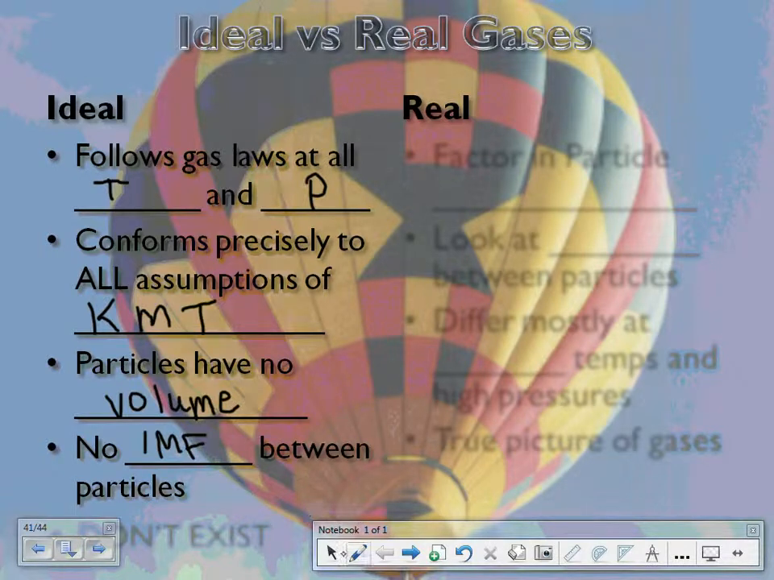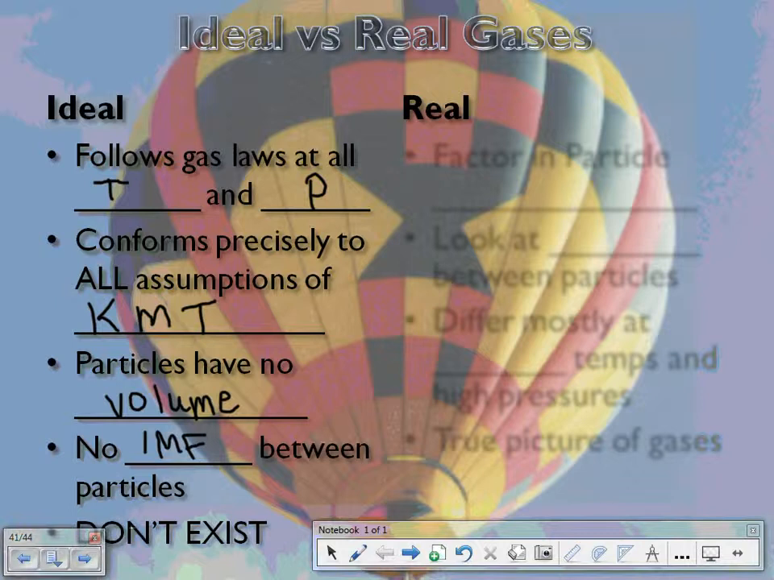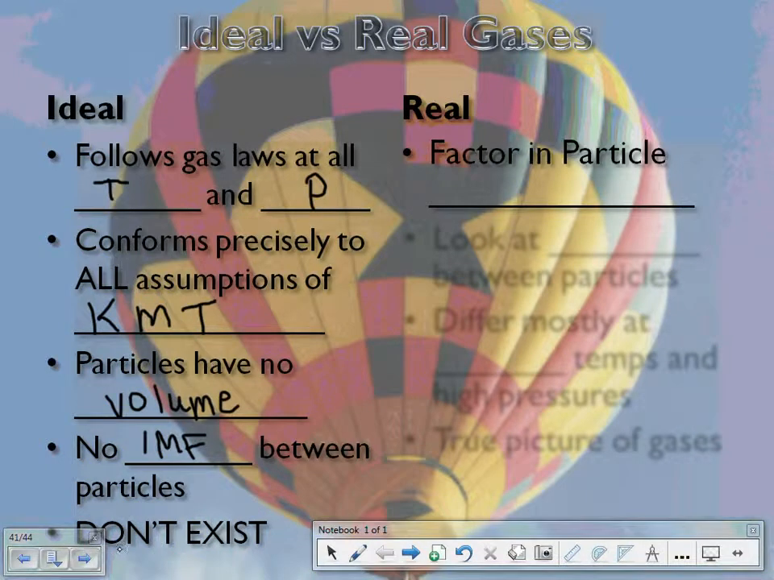So do you think we can eliminate every single IMF? No. Right. In fact, we can't accomplish any of these things. Ideal gases don't really exist. But for most temperatures and pressures, the ideal gas law works so well that we're going to use it anyway, even though there is no such thing as an ideal gas. But in AP chemistry, you learn how to adjust for these criteria.